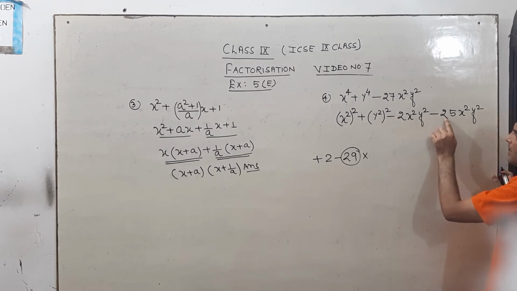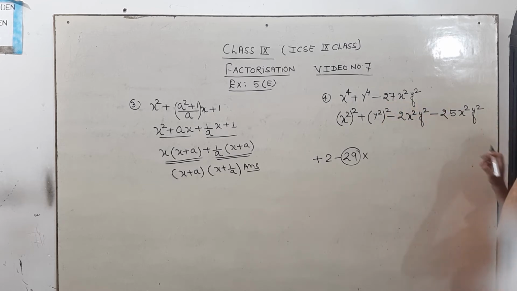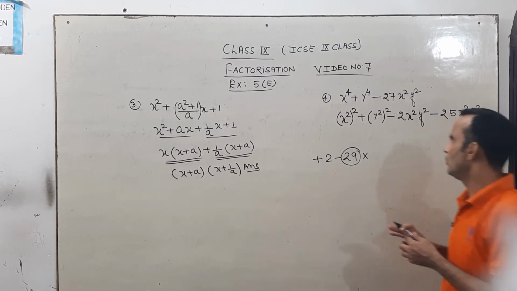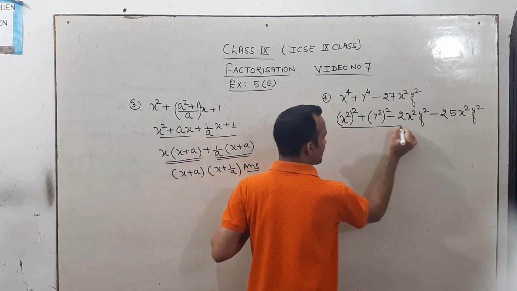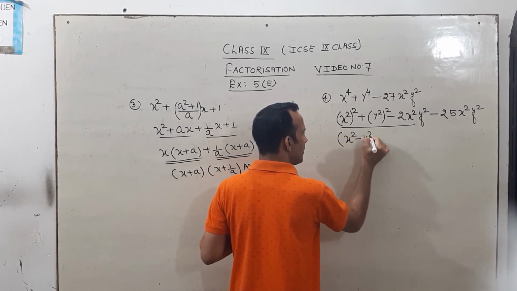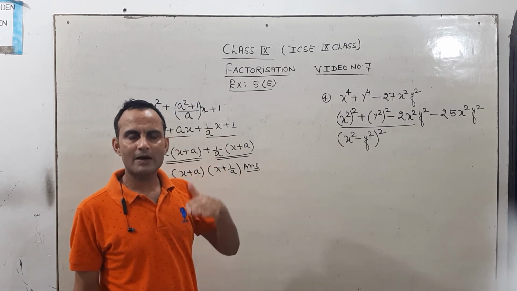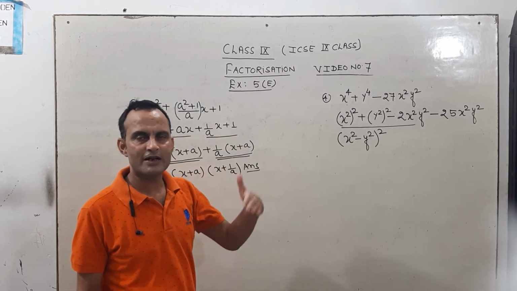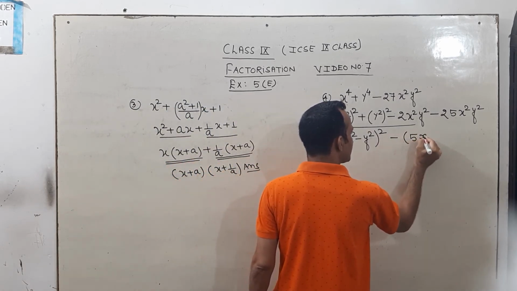Minus 2x square y square minus 25x square y square is what? Minus 27x square y square. And you can see here 25x square y square is the perfect square of what? 5xy. Okay, now see, this expression gets converted to x square minus y square whole square by using the identity a square plus b square minus 2ab is equal to a minus b whole square, and this is the square of what? 5xy.